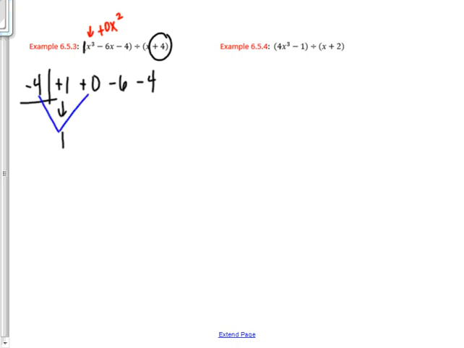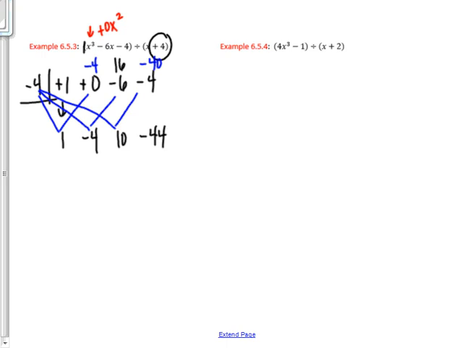What's -4 times 1? It's -4. Plus 0 is -4. -4 times -4 is 16. 16 minus 6 is 10. And -4 times 10 would be negative 40. Negative 40 minus 4 would be negative 44.